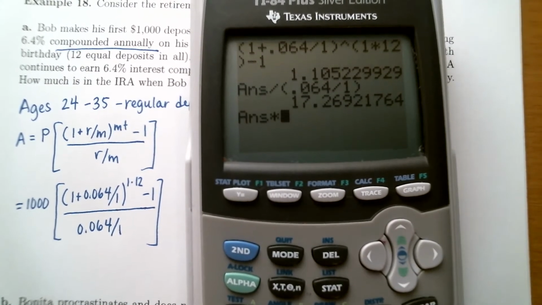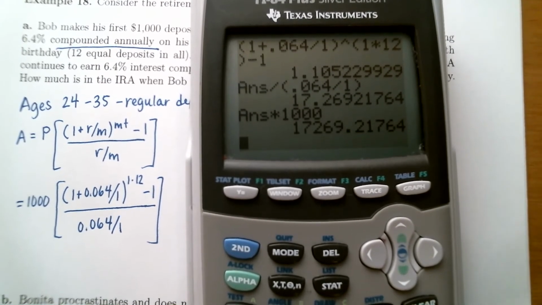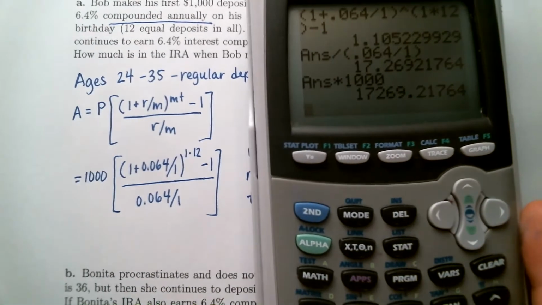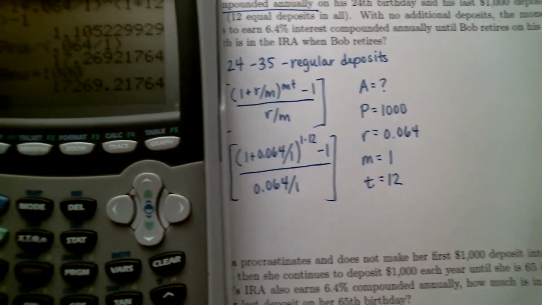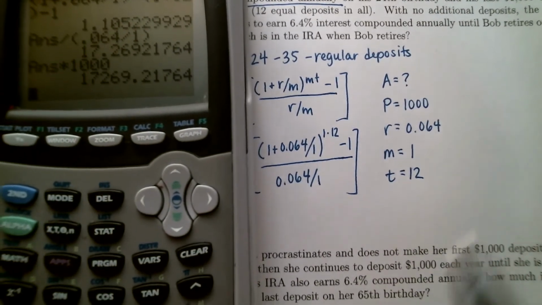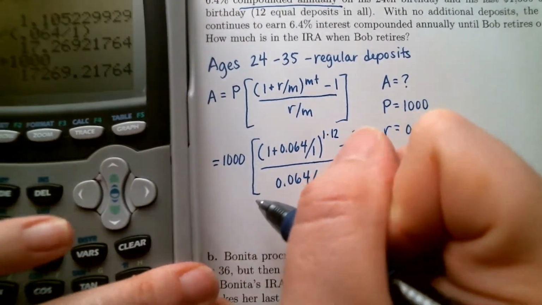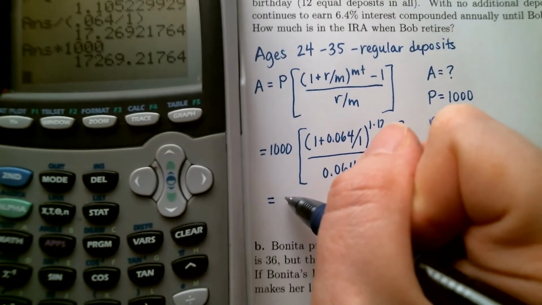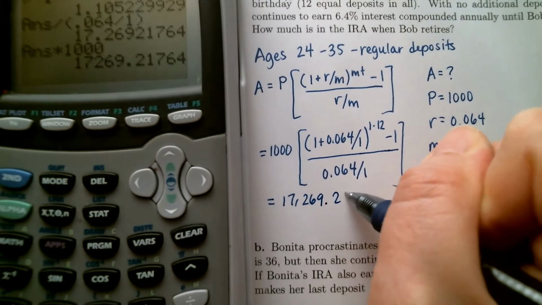And then we need to multiply by 1,000. This brings him to age 35. So I'm going to go ahead and write down this entire number for your records, then we'll talk about how to go from here. So this is going to equal $17,269, and then I'll write out the full decimal.